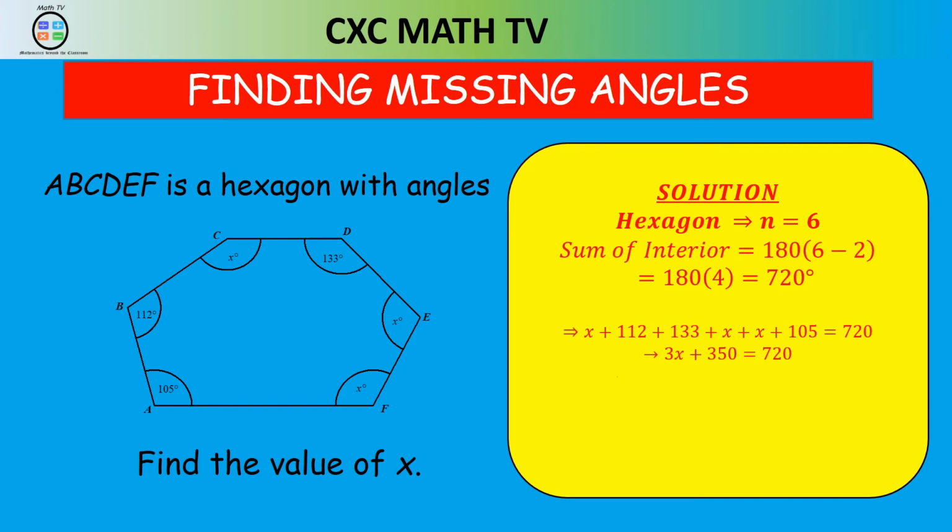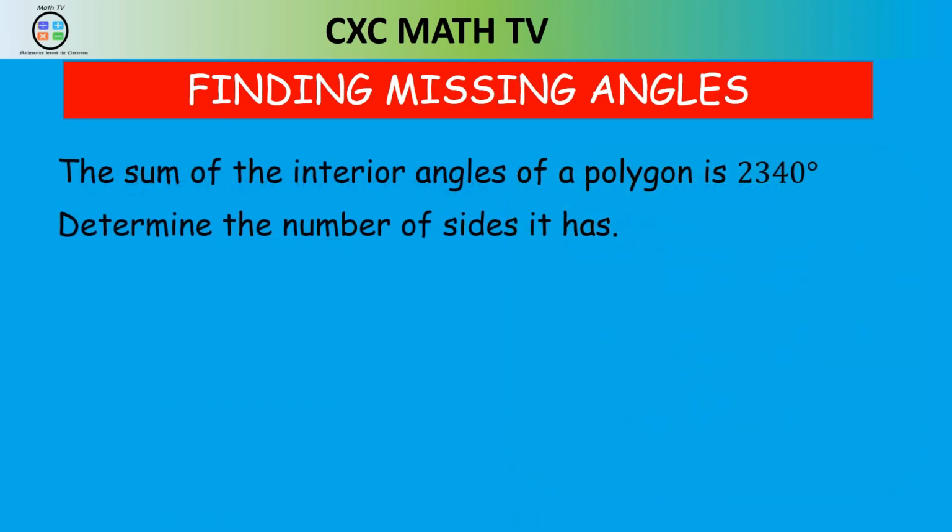So 3x plus 350 is 720. So transposing, we get 3x is equal to 720 minus 350, which is 370 degrees. So x is going to be 370 divided by 3, which works out to be 123.3 degrees. Alright, so that will be the value of x. Nice. Alright, let's try to increase the difficulty one last time.